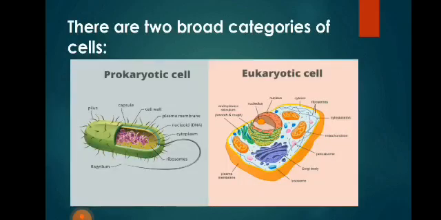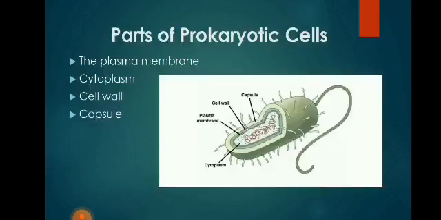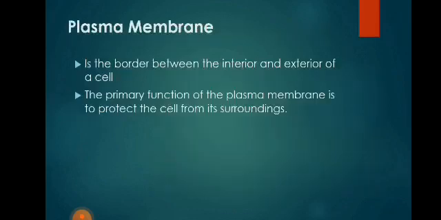There are two broad categories of cells: prokaryotic cells and eukaryotic cells. So first, what are prokaryotic cells? Prokaryotic cells comprise bacteria and archaea. Their genetic material is not stored within a membrane-bound nucleus. A prokaryotic cell is a single-celled microorganism known to be the earliest on Earth. Parts of a prokaryotic cell include the plasma membrane, cytoplasm, cell wall, and capsule.